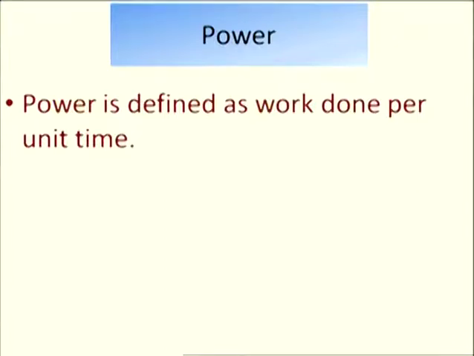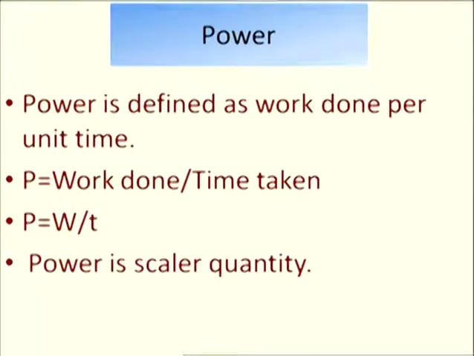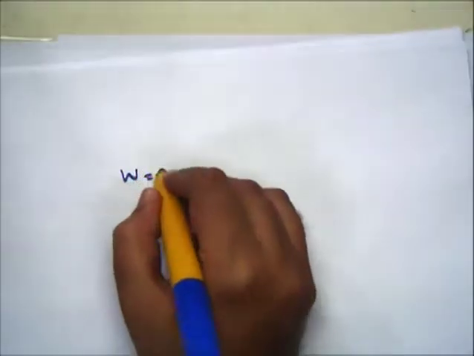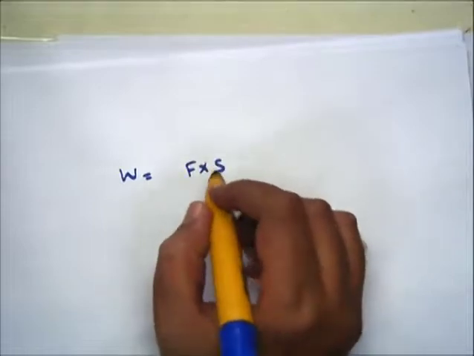Power is defined as work done per unit time. So P is equal to work done divided by time taken, that is W upon T. Power is a scalar quantity. So far we have discussed work done. Work done is nothing but F into S or F into D.